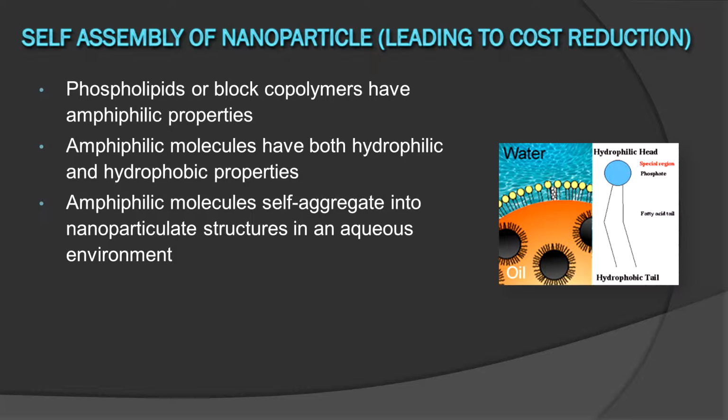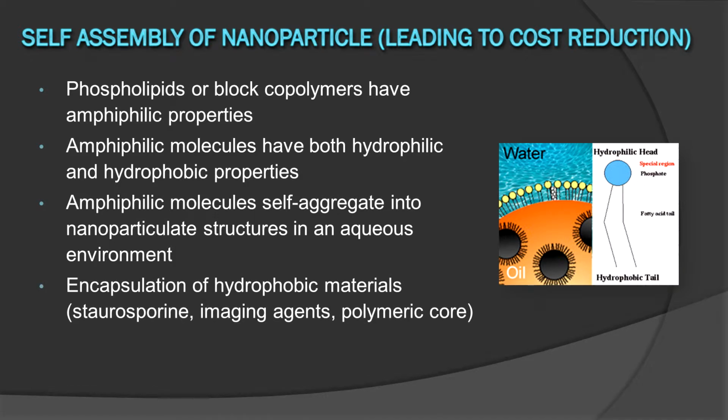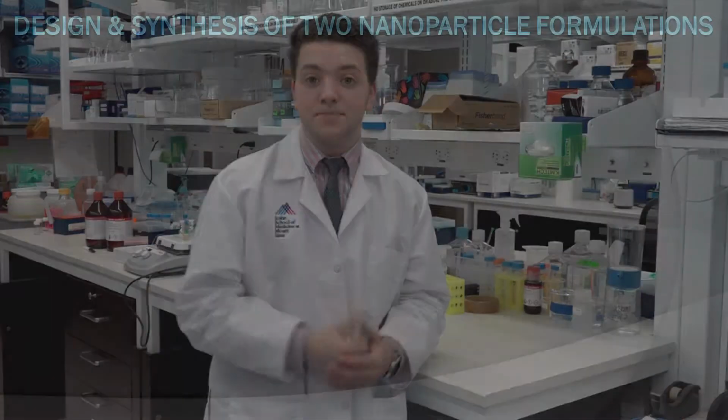They love aqueous environments. So then these amphiphilic molecules, when put into an aqueous environment, can self-aggregate into these nanoparticle structures. And within these nanoparticle structures, if you include a hydrophobic or water-hating material, such as a drug or an imaging part or a polymeric core, this will allow for the wrapping of these cores into this nanoparticle, which then is just as comfortable floating through the bloodstream as it is in a test tube.